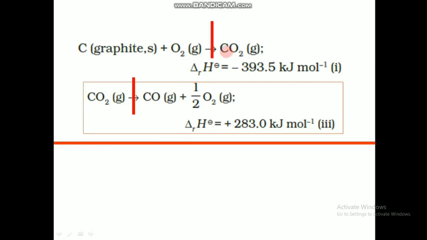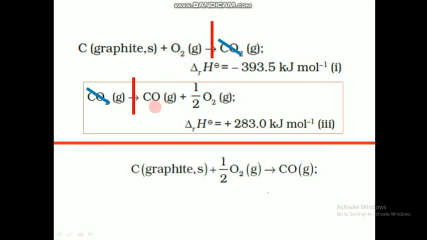And if we consider this side, we have CO2, and on this side we have CO2. So both are common, and we can cancel them also. So the total reaction will give us carbon plus half O2 gives carbon monoxide. This was the final equation which we mentioned earlier also. So if it is done in two steps also, we get the same enthalpy. So the enthalpy of this particular reaction will be the sum of plus 283 and minus 393.